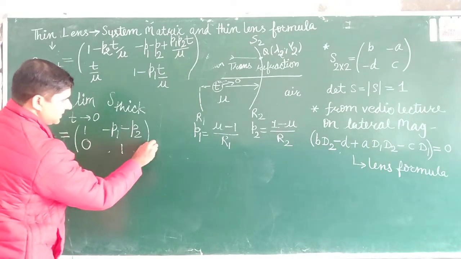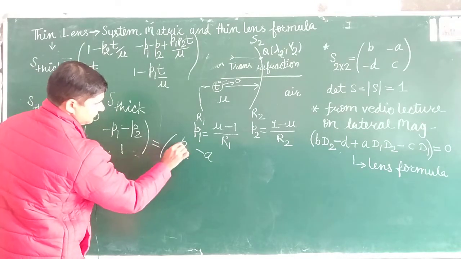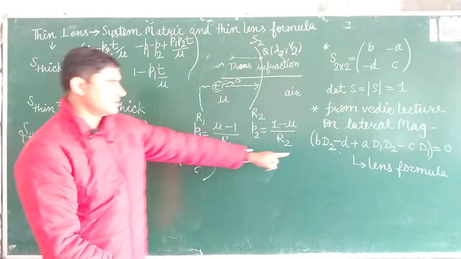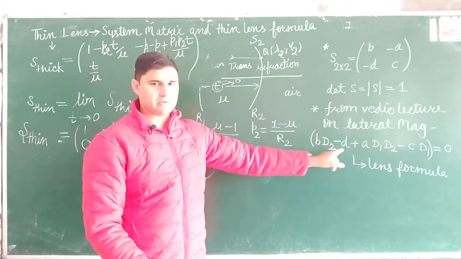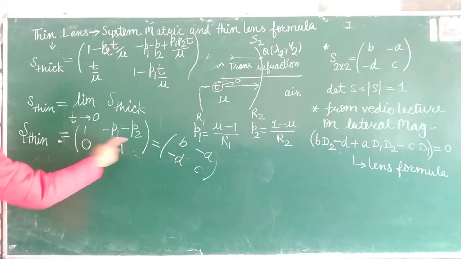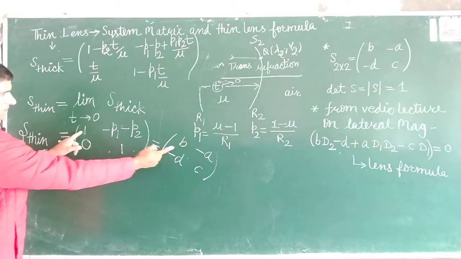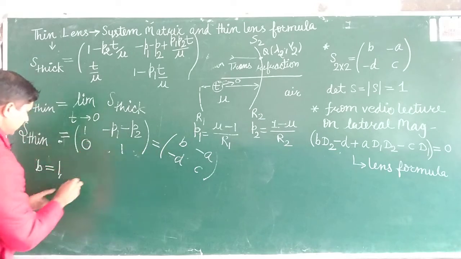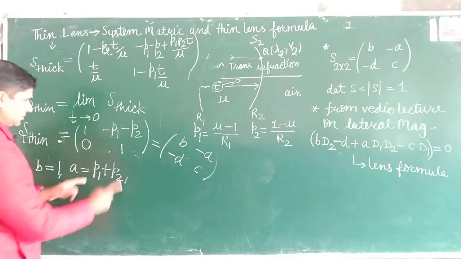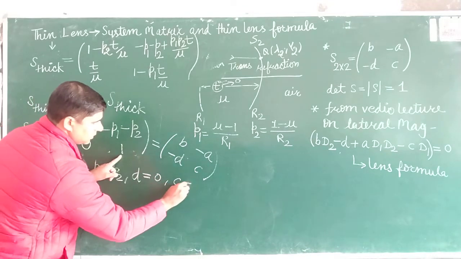So here we are to compare these elements with minus A, B, C and minus D, so that we can put the value of ABC here and find the relation between D1 and D2, and solve this relation further. Okay, so if you compare the corresponding elements, then you will get B is equal to 1. From here you see, and minus A equal to this, so A is equal to P1 plus P2. Then you have D equal to 0, and C is equal to 1.